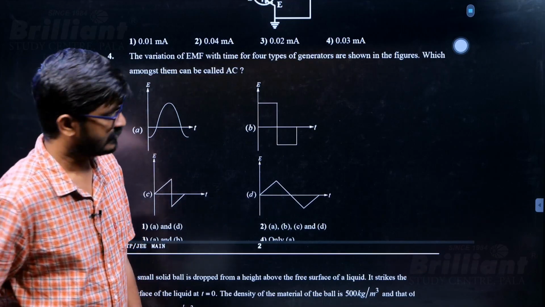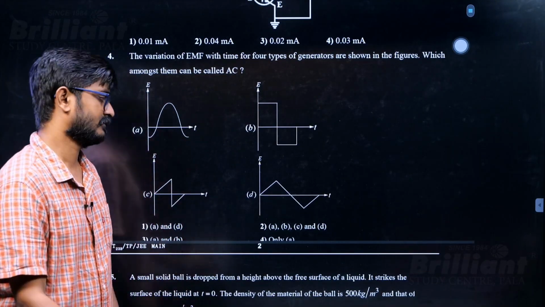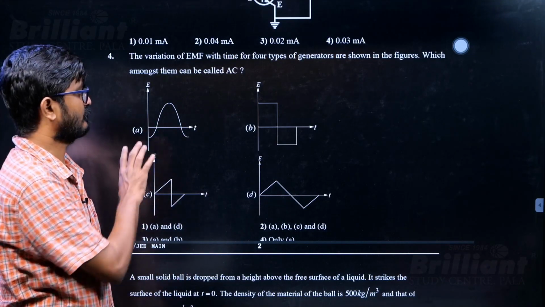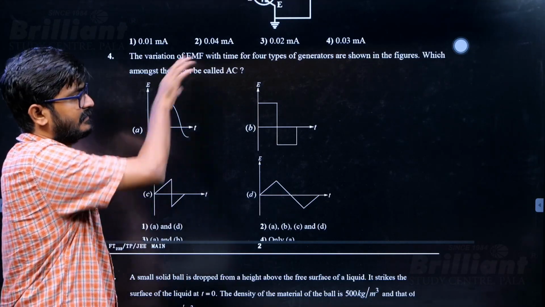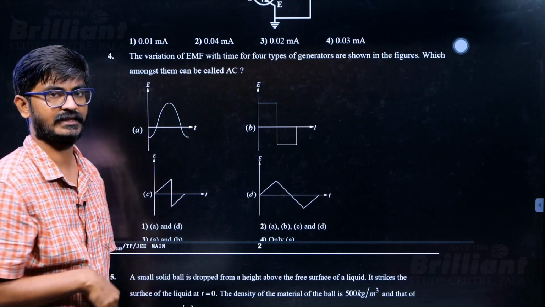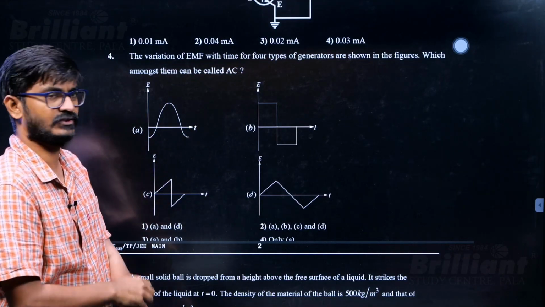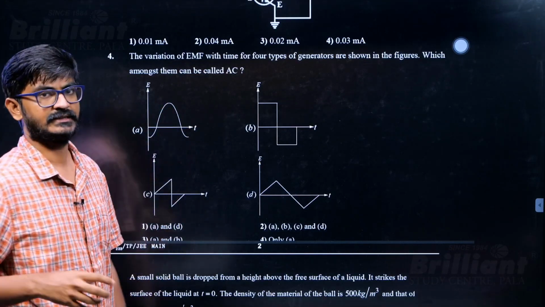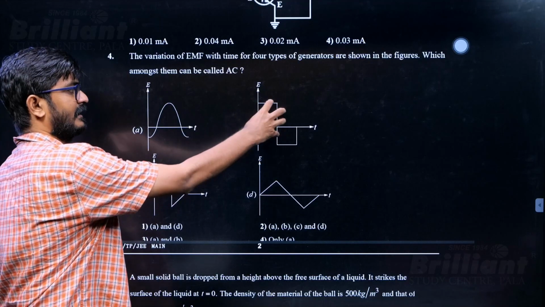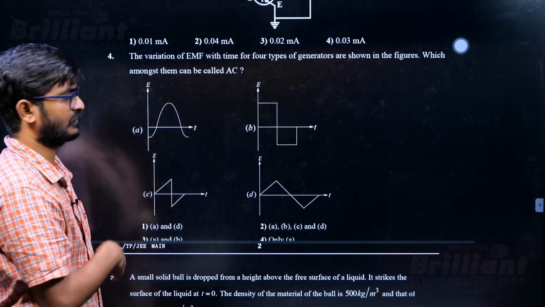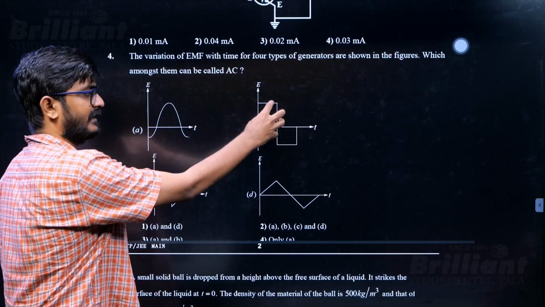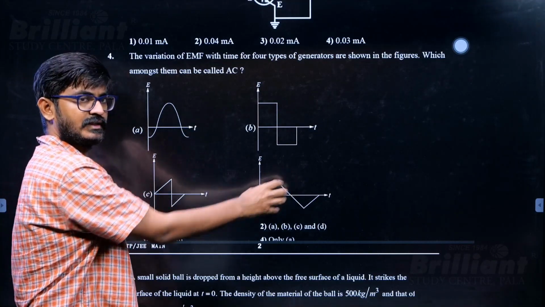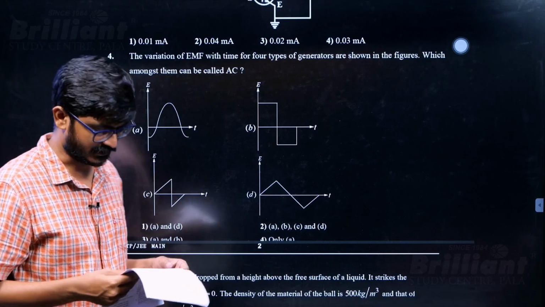Now the next question is asking which is AC, which is alternating. Now all are alternating, because for some time the EMF is trying to drive the current in one direction, and for the other time it is trying to drive the current in the opposite direction. Later on you will learn in future that sinusoidal is the basic variation. So any graph can be built as a summation of different sinusoidal curves. This graph, this graph, this graph also can be built as different sinusoidal curves. So all are AC only.